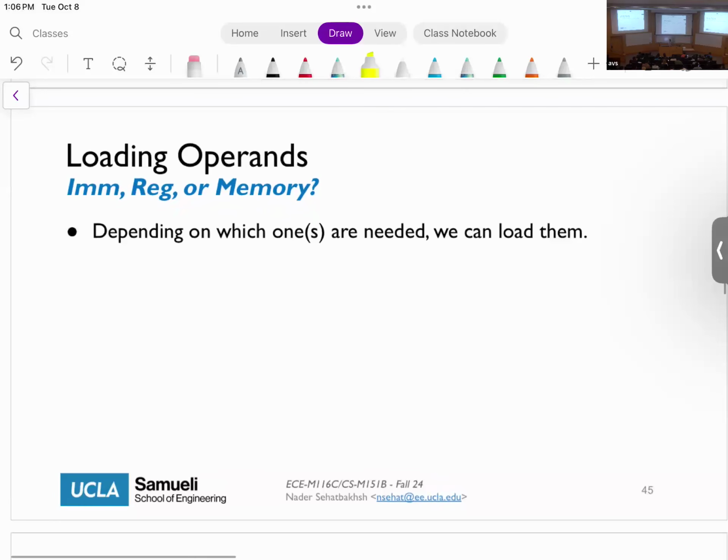Okay. So now the question is how do I choose between the immediate, registers and operand, and the memory? Let's have a quick break. We're going to come back to this and we're going to answer this question.